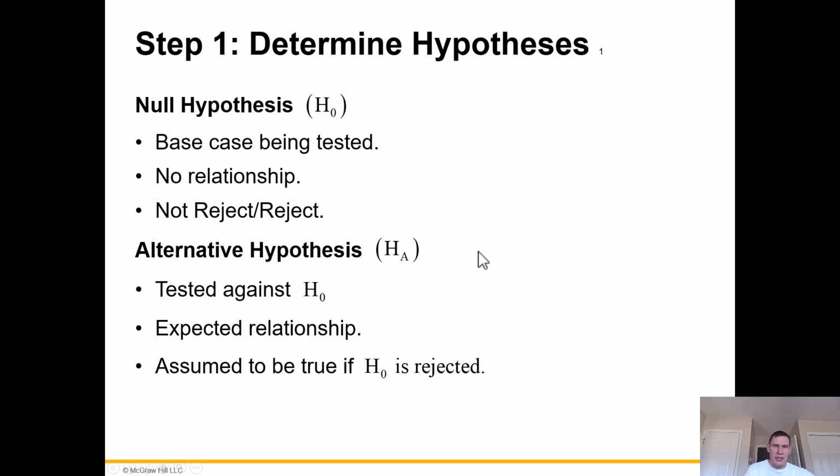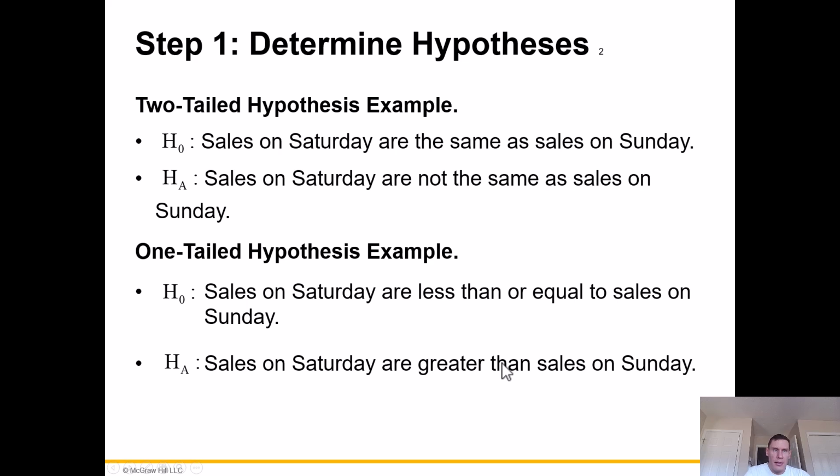So the null hypothesis, what you see here, H sub 0, is the base case being tested. We're saying that there's no relationship. The alternative hypothesis, H sub A, is going to be tested against the null, and that's where we hypothesize there's a relationship, and it's assumed to be true if we're able to reject the null hypothesis.